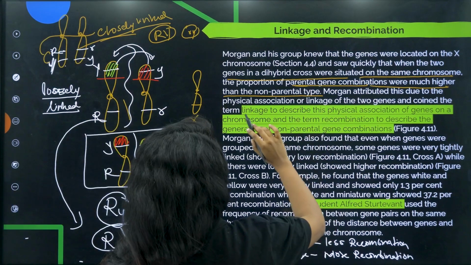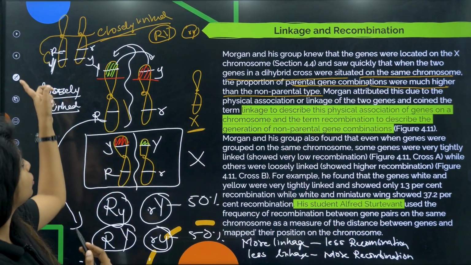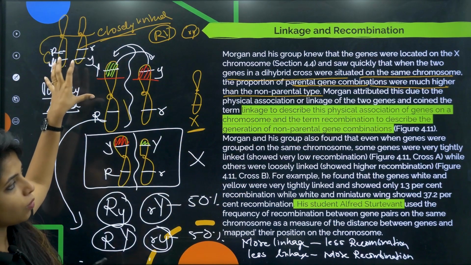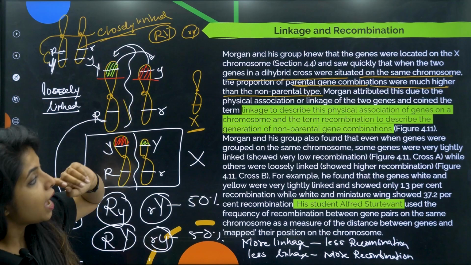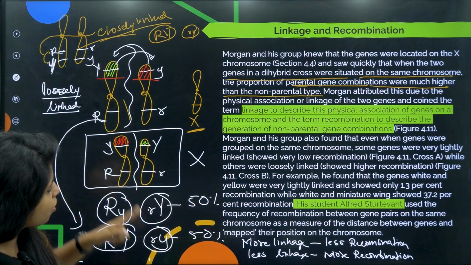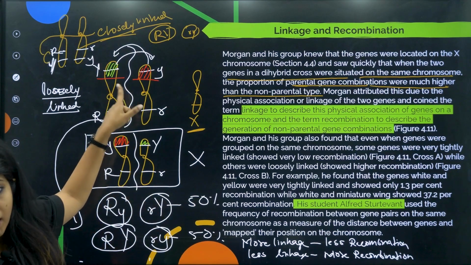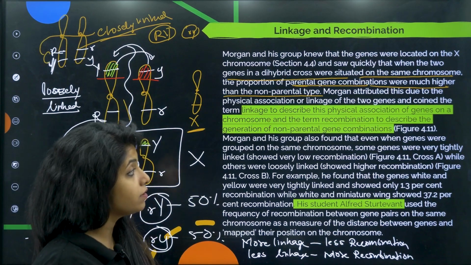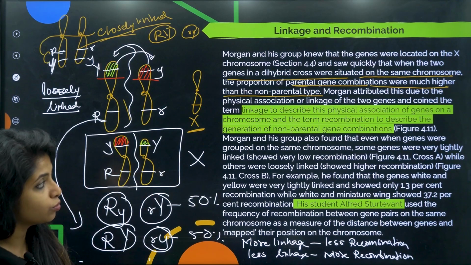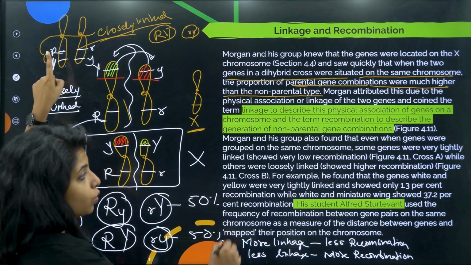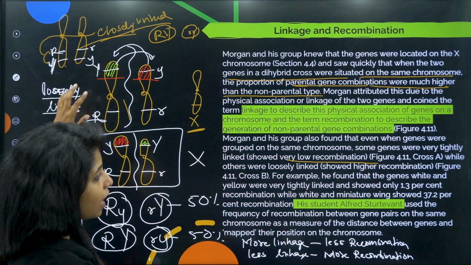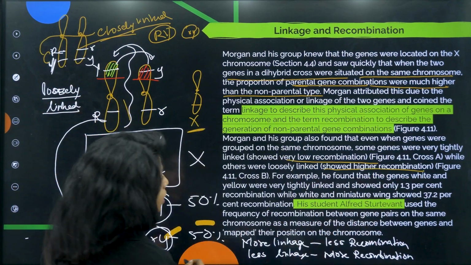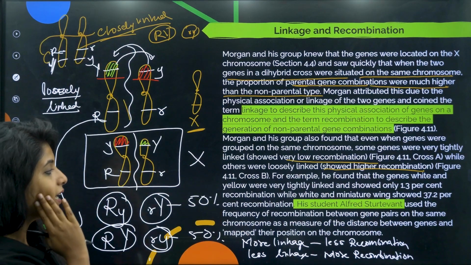Now Morgan attributed this to the physical association or linkage between the two genes. That is, linkage to describe the physical association of genes on a chromosome, and the term recombination to describe the generation of non-parental combination. Now Morgan and his group also found that even when genes were grouped on the same chromosome, some genes were tightly linked, which showed very low recombination, while others which were loosely linked showed higher recombination. For example, he found that genes white and yellow were tightly linked.